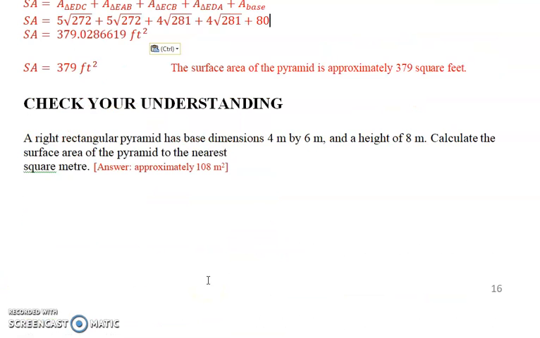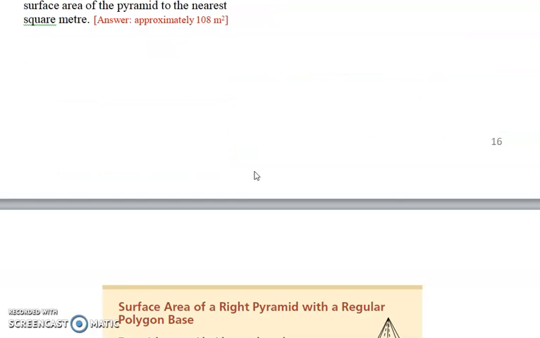Okay. The next one here, you can work this one on your own. It's done the same way, has the dimensions, the height, so you can look at the diagram above and your answer is going to be approximately 108 meters squared. The first one was feet squared, the bottom one here is meters squared. Okay, and you give that one a try.